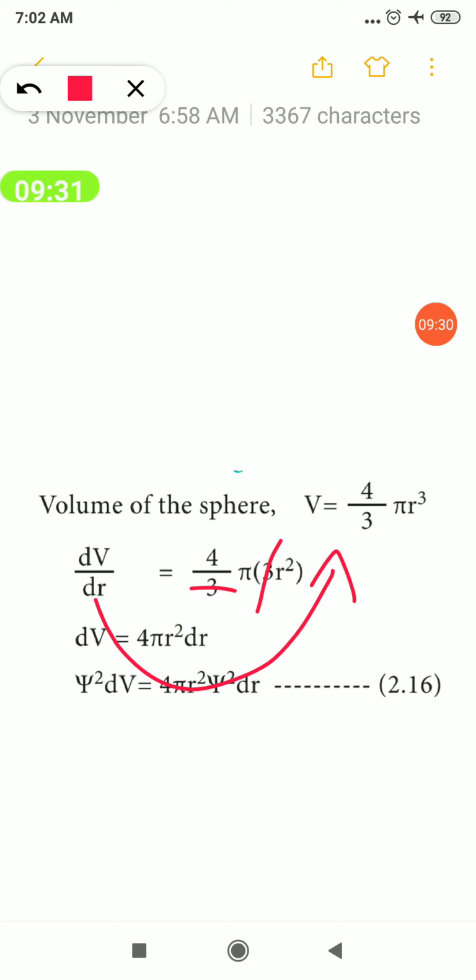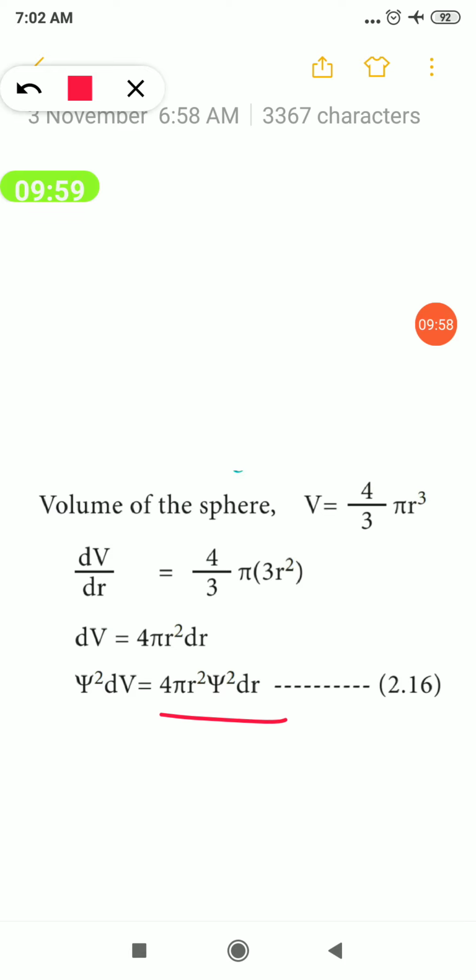Then we are going to multiply both sides by psi squared. On multiplying we get psi squared dV equal to 4 pi r squared psi squared dr. So what are we going to do? In the plot we drew earlier, we took R of r squared on the y-axis, that is, R of r squared instead of psi squared. Now instead of that term, we are going to take 4 pi r squared psi squared dr, that is all. Okay?